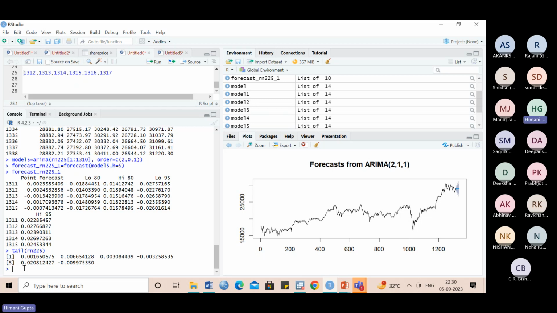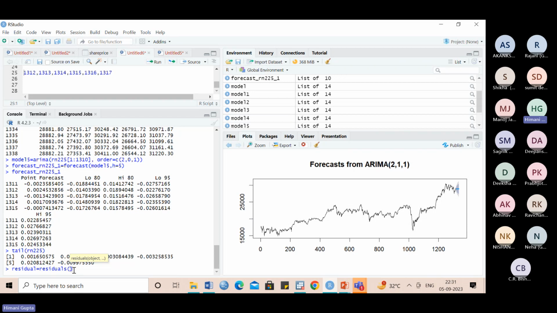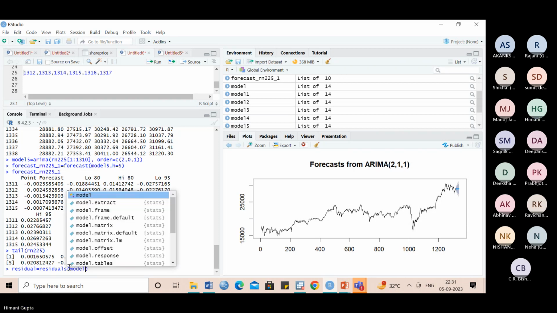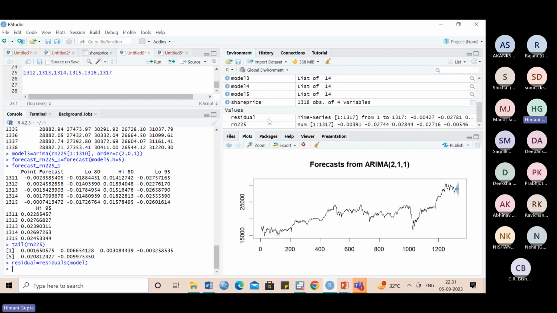How are we going to make a residual series? Anyone having any idea how to create it? Give any name. Let's say I'm giving the name residual only. Residual is equal to residuals of model. Now my original model is model, so I'll just give residuals of model, and it is created over here. My model residual is created.